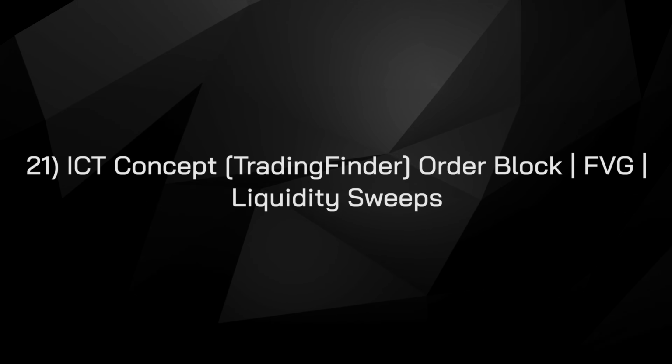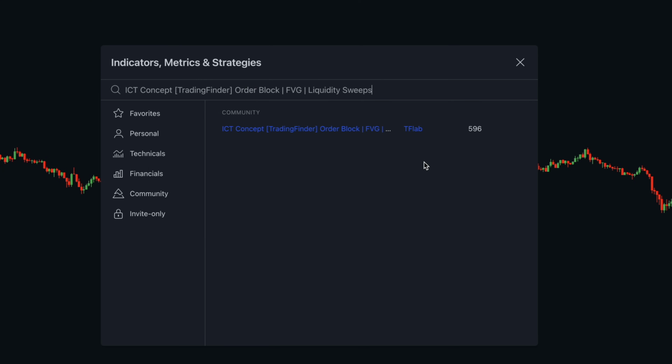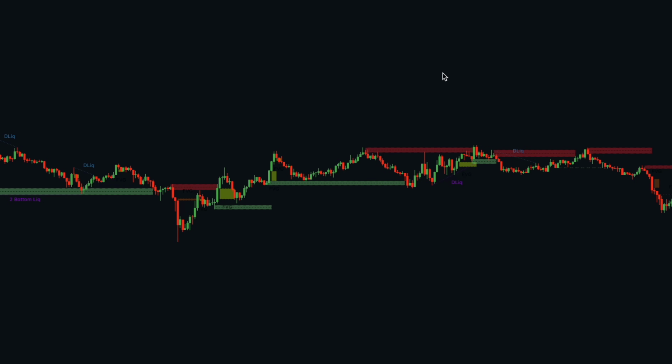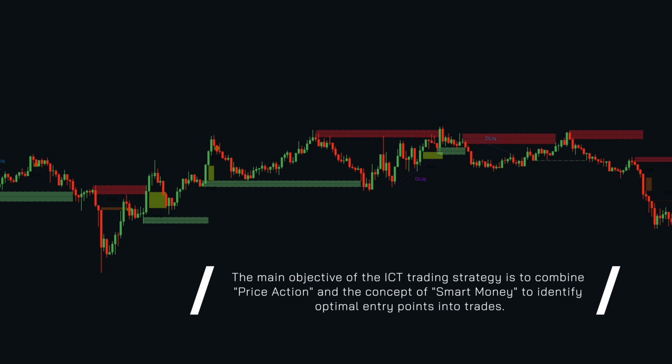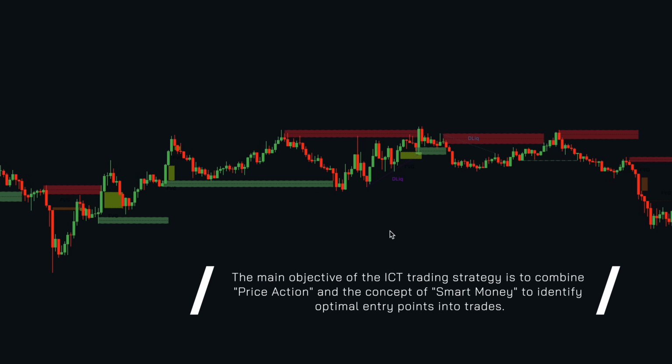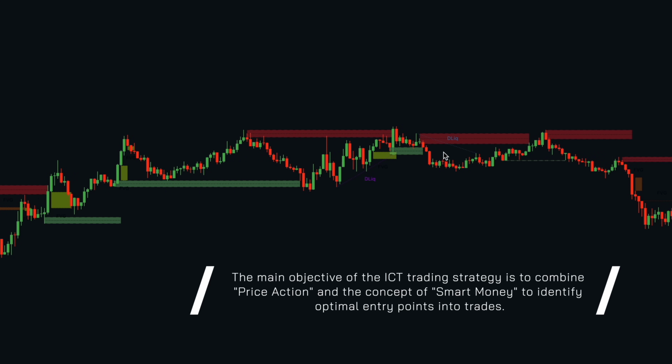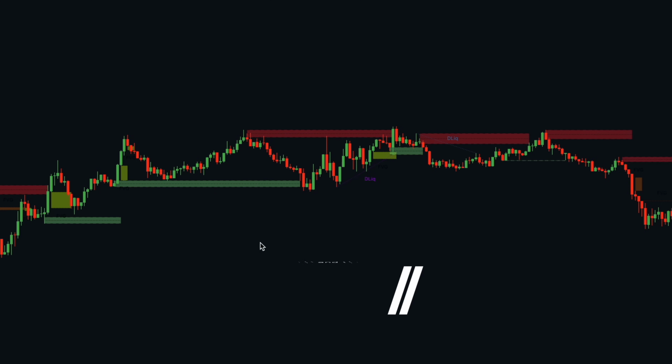The 21st indicator you should definitely add to your collection is called the ICT concept, Trading Finder Order Block, FVG, Liquidity Sweeps by TF Lab. The main objective of the ICT trading strategy is to combine price action and the concept of smart money to identify optimal entry points into trades.